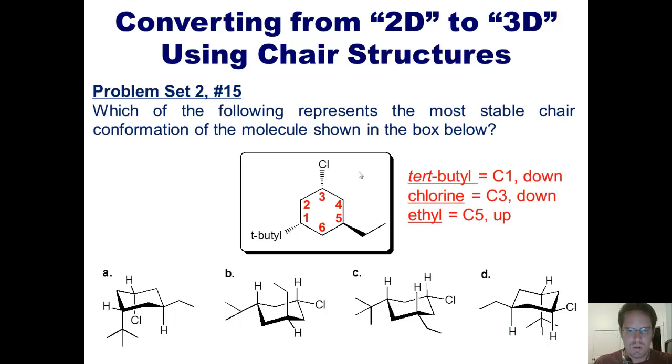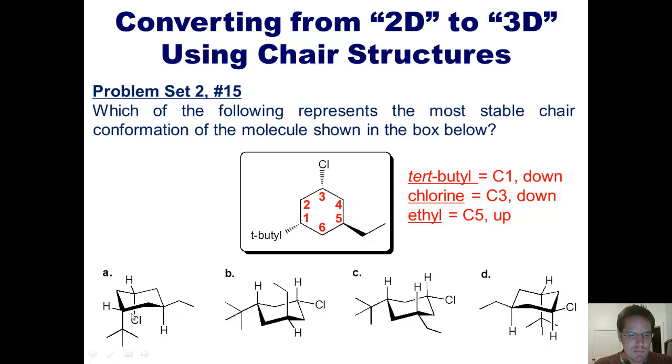Note that my tert-butyl group over here is on carbon 1 and it's pointing down. My chlorine atom, which is up here, is on carbon 3 and it's also pointing down. And this ethyl group is attached to carbon 5 and is pointing up. I can tell that because these are dashed lines and this is a wedged line. Now let's look at our multiple choice examples.